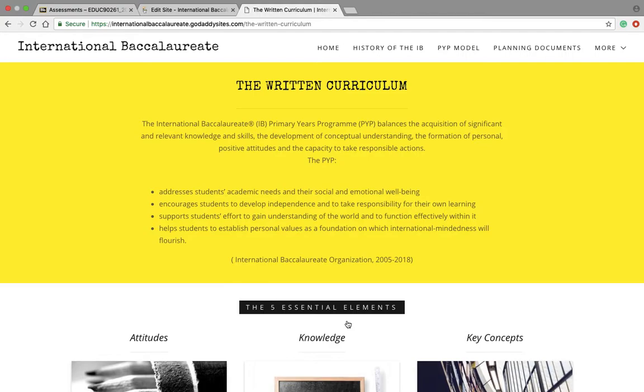The International Baccalaureate Primary Years Program balances the acquisition of significant and relevant knowledge and skills, the development of conceptual understandings, the formation of positive personal attitudes, and the capacity to take responsible action. Now, we know that the PYP addresses students' academic needs, encourages students to develop independence, supports students' efforts to gain understandings of the world, and helps students to establish personal values.